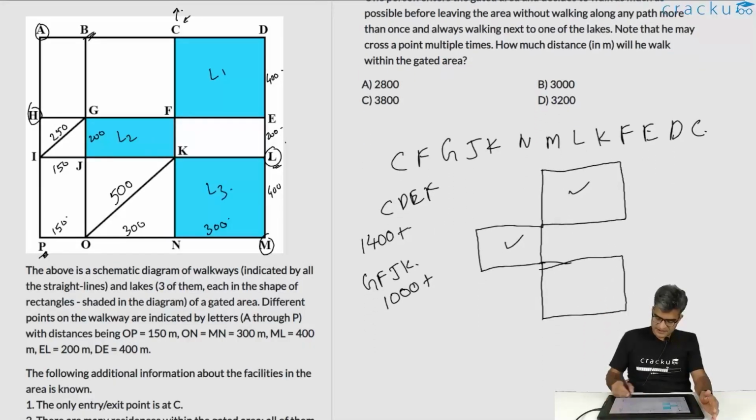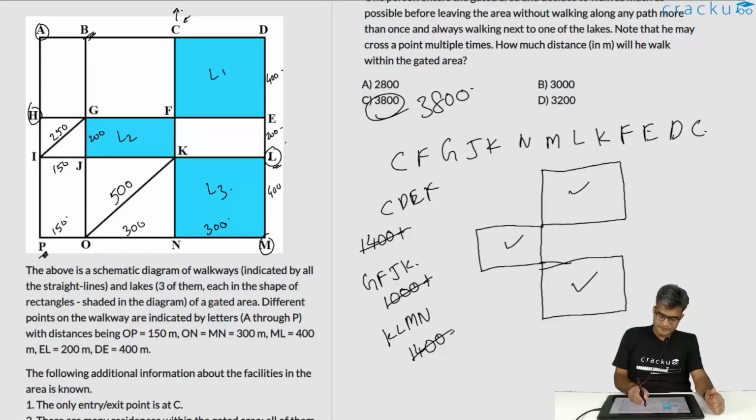Plus the third lake. What is the perimeter of the third lake? One side is 400, other side is 300. This is K, L, M, N. And this perimeter is 1400. So the maximum distance he can walk is 1400 plus 1000 plus 1400, which is 3800. Let us look at the next question.